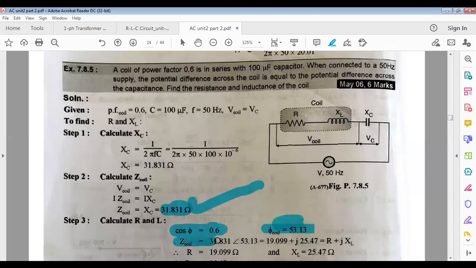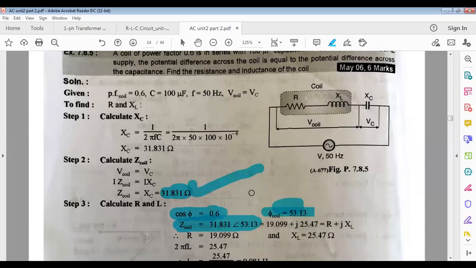So can you write Z in polar form? Any difficulty to write Z in polar form? Z of coil. Hello? Any difficulty? Z of coil you got. Coil power factor is given. So Z in polar form, can you write?